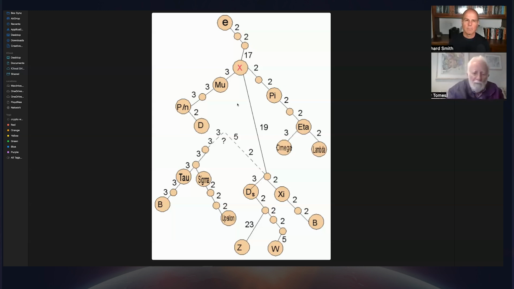These ones at the bottom, Z and W, were some of the more recent ones when I did this. Since then, they've added the, what's that one they were looking for a long time?